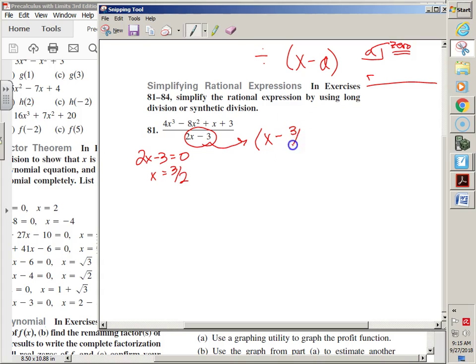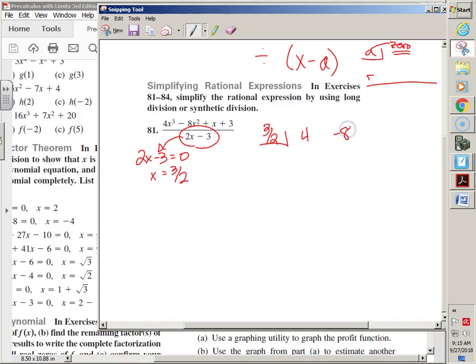So couldn't I say this is the exact same thing? For this problem, you don't really have to think about how that's the exact same thing. But what you do need to do is, wait, for synthetic, I have to put the 0 in the box. So you could have done synthetic. You just would have had to put 3 halves in the box.